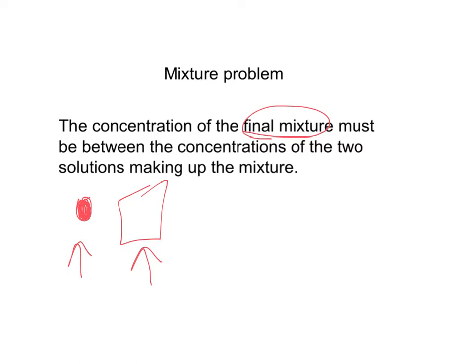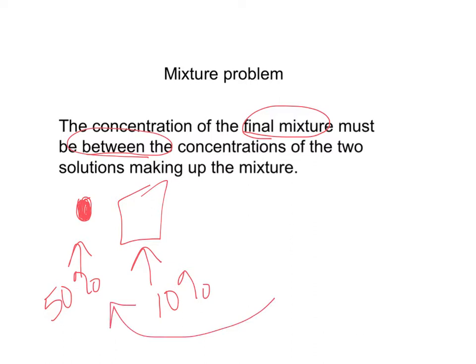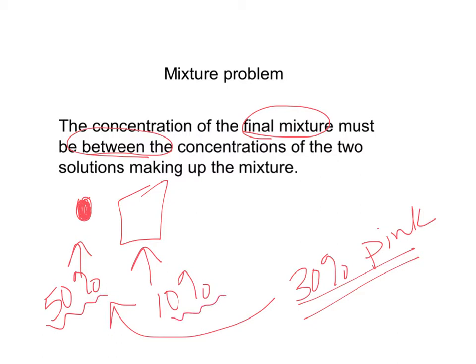But the final mixture that I want to get is pink. So I'm adding red and white together to make that pink. And so that's what I'm talking about whenever I say between the two mixtures. We're going to have things like concentration. So if I have a 50% concentration of red and a 10% concentration of white, and I want to obtain a 30% concentration of pink, the 30% is always going to be in the middle of the two values that we have.